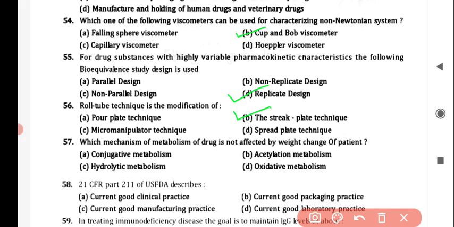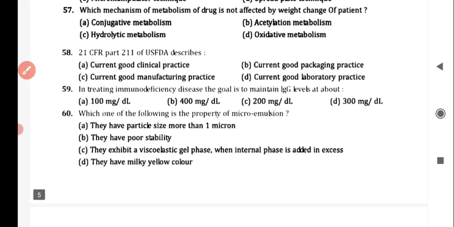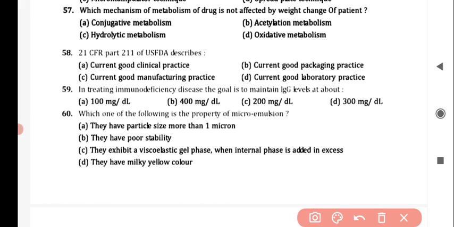technique. Next question is, which mechanism of metabolism of drug is not affected by weight change of patient? And the correct answer is option D, oxidative metabolism. Next question is, 21 CFR Part 211 of US FDA describes, and the correct answer is option C, current good manufacturing practices. Next question is, in treating immunodeficiency disease, the goal is to maintain IgG levels at about, and the correct answer is option C, at about 200 mg per dl.